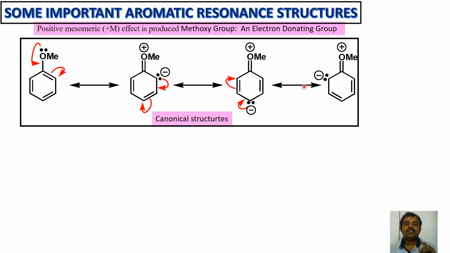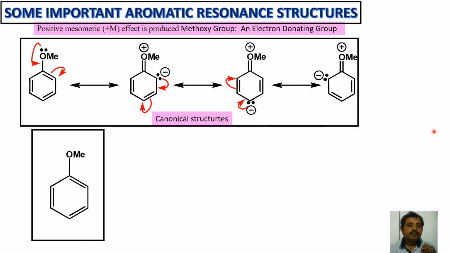This negative charge is moving around the benzene ring, forming a double bond, and the negative charge is forming a double bond. From this we can see that the electron density is increased at the ortho and para positions, compared to the meta position.